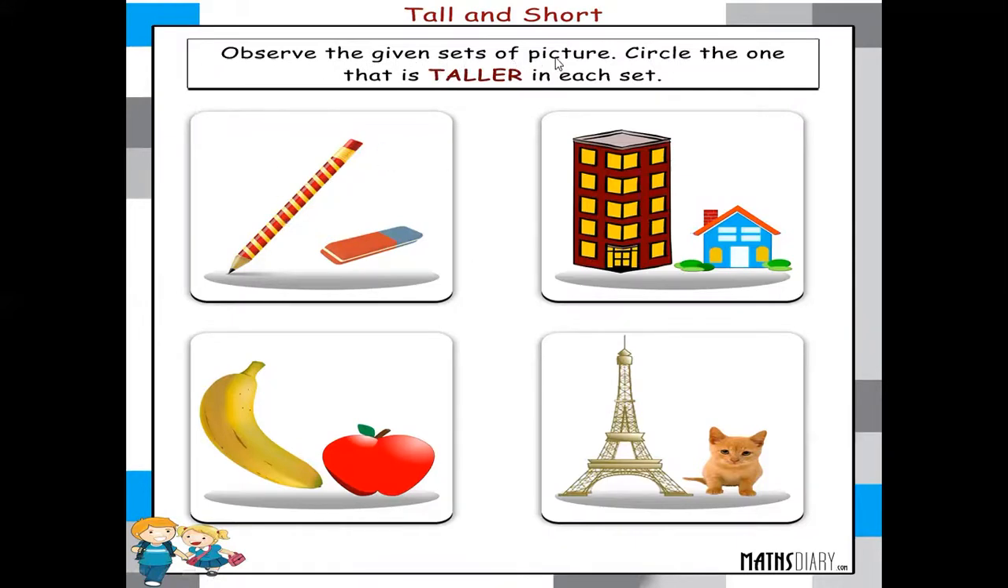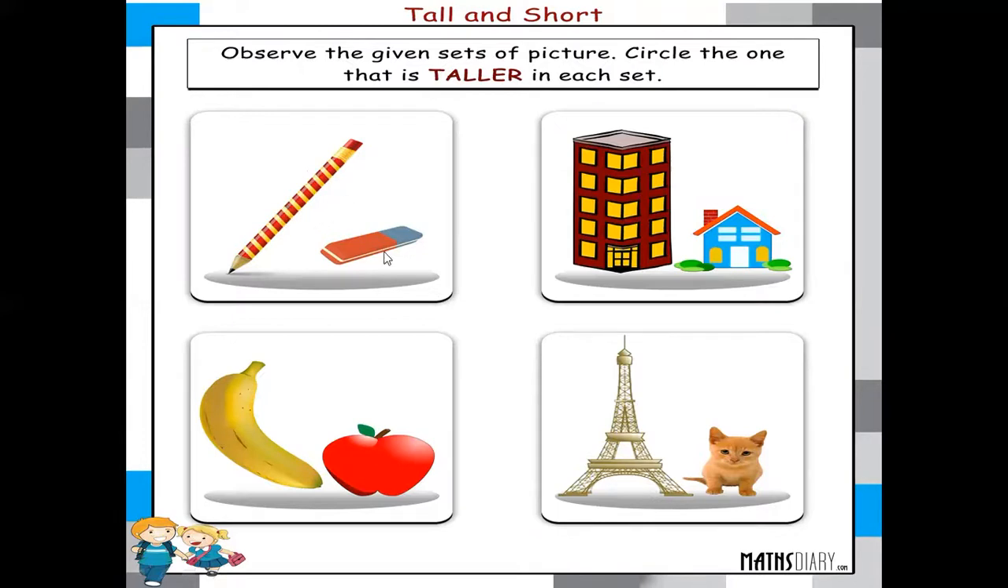Observe the given set of pictures. Circle the one that is taller in each picture. There are 4 pictures, okay? In each picture there are 2 objects. What will you do? You will circle the tall one.